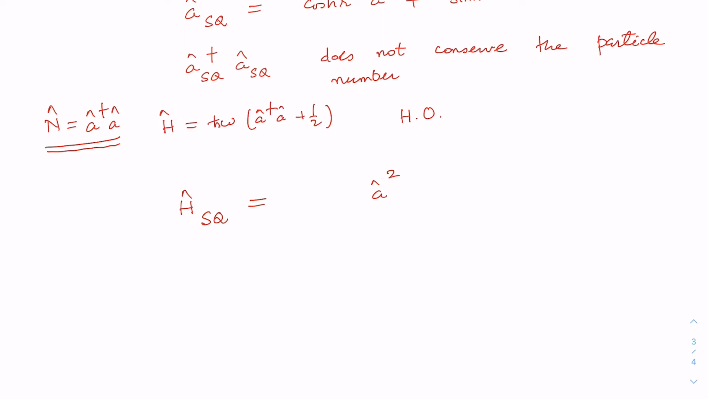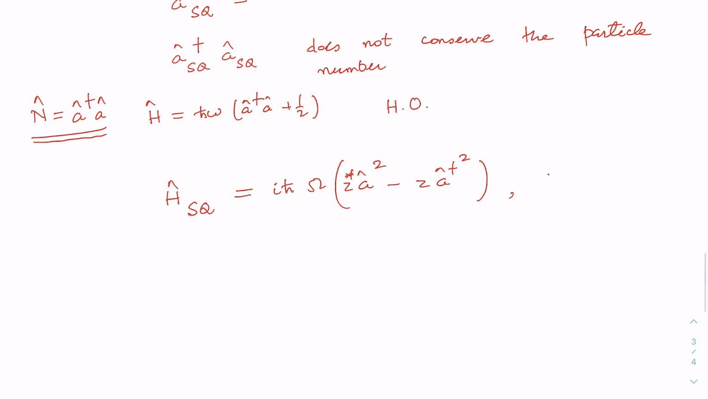It should be quadratic in the annihilation and creation operators. Let me first write it and I'll explain: i ħ (z* a² − z a†²), because it has to be Hermitian, where z is a general parameter.